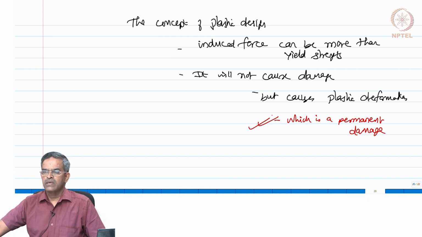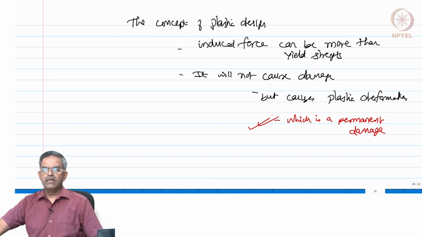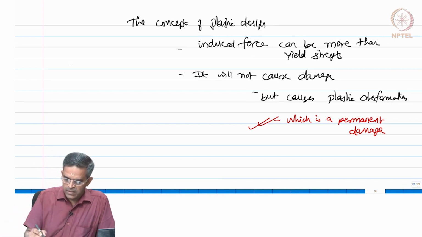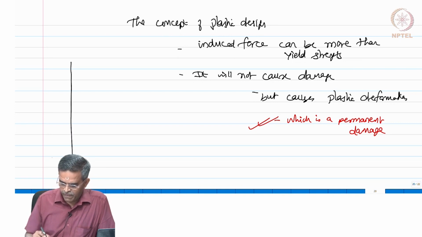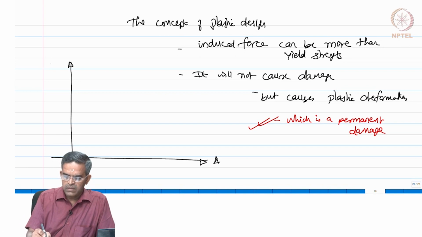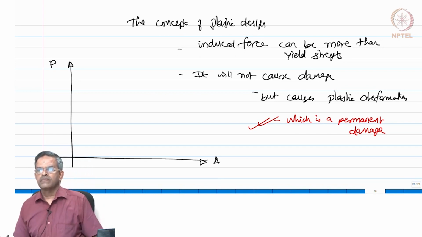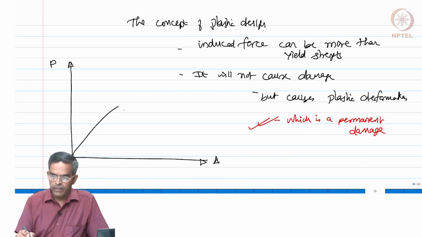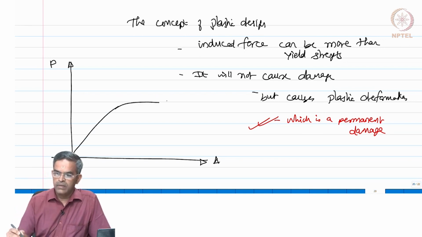Therefore, friends, material to be used in plastic design should possess high post elastic deformability. Steel has this property. So, let us look into this graphically. If we plot this as deformation and load curve, we can have a nice curve like this.